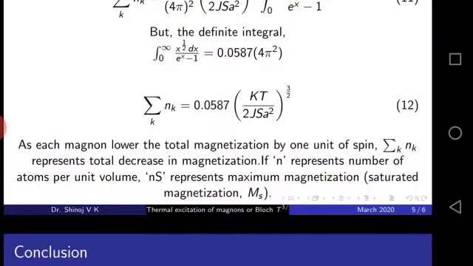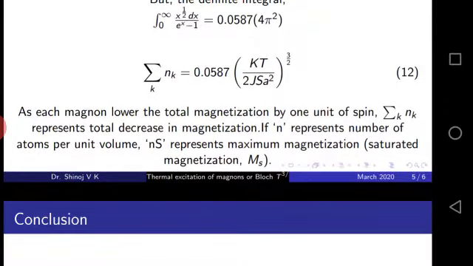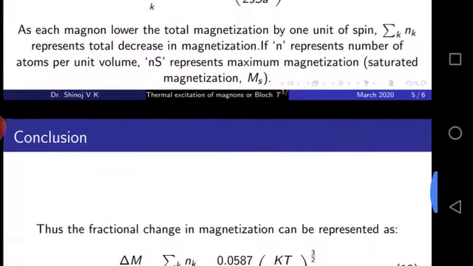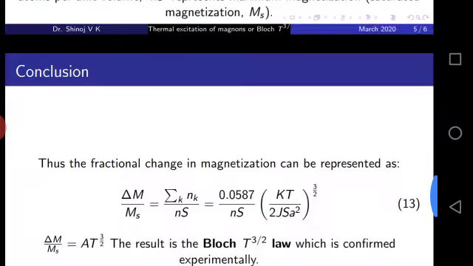Each magnon lowers the total magnetization by 1 unit of spin. That's why one excitation means one spin reversal. So the sum over k of n_k represents the total decrease in magnetization, delta M. And if N represents the number of atoms per unit volume, then N into S represents the maximum magnetization, which is called the saturation magnetization. So this sum over k of n_k can be taken as the change in magnetization, and Ms can be written as the total, maximum magnetization.